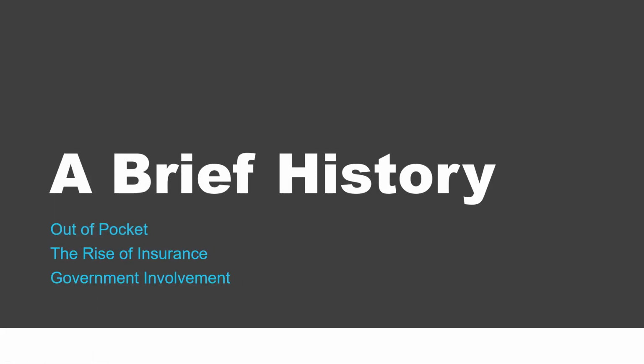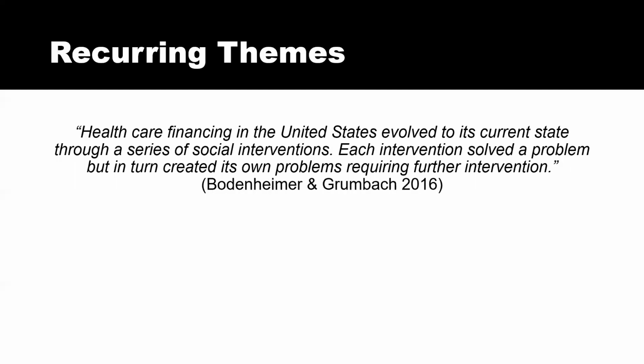So part 1, a brief history. We'll cover out-of-pocket, the rise of insurance, and government involvement. So these are primarily financial ways of looking at the history of medicine in America. So I like this quote from the textbook: "Healthcare financing in the United States evolved to its current state through a series of social interventions. Each intervention solved a problem, but in turn created its own problems requiring further intervention."